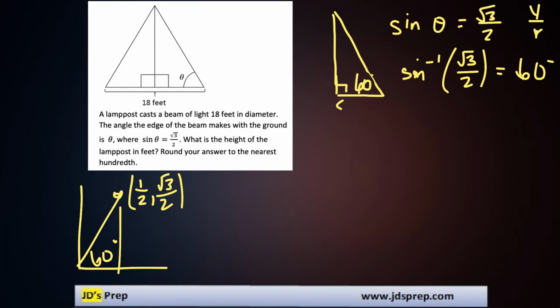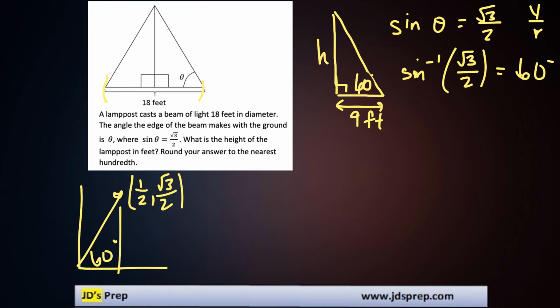And we know that the horizontal distance is 9 feet. That's pretty easy to get. You'll notice that because this entire distance is 18 feet and we're cutting it in half. Anyway, we're looking for the height of the lamppost. So we'll call that h over here.